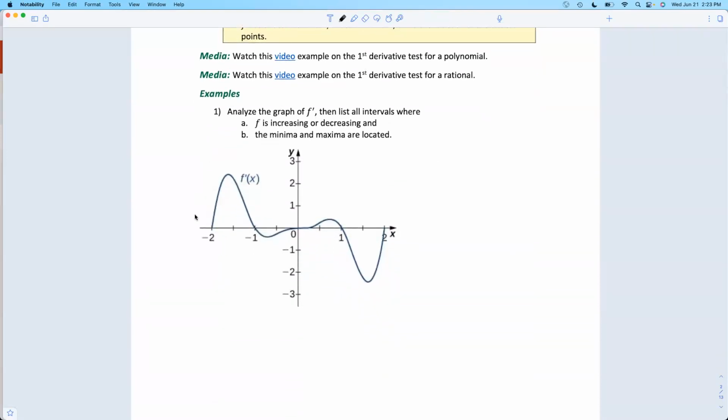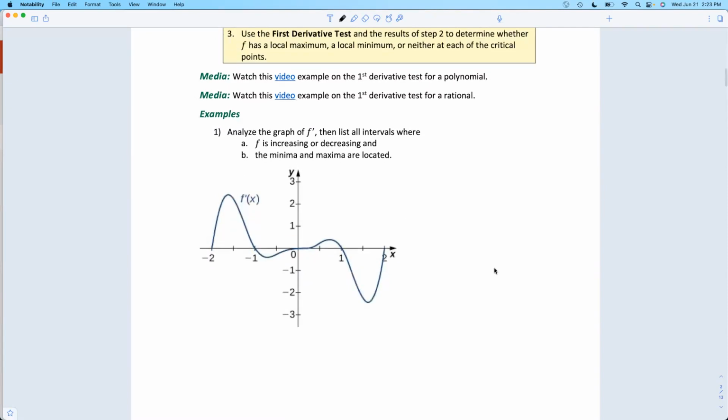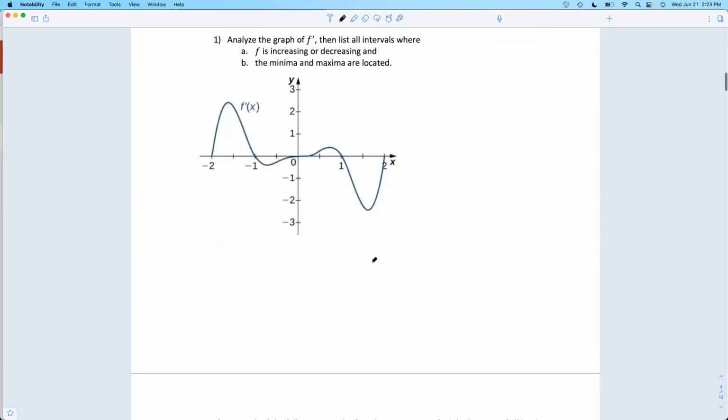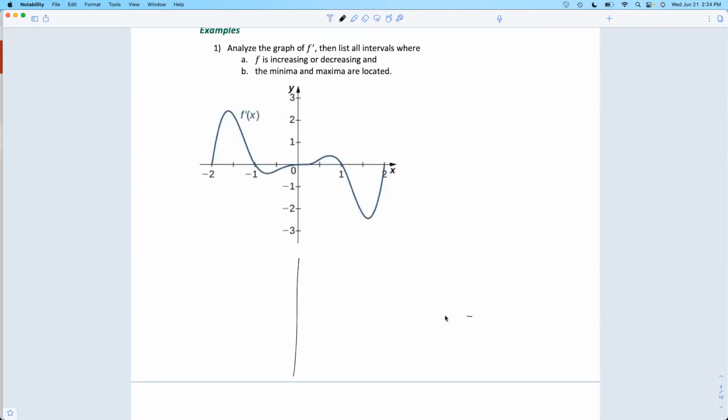Okay. So here, I already have the graph of the derivative. I'm going to use that to sketch out what the original function might look like. So we're kind of building up to full curve sketching. We're not there yet. Somebody's handed me a graph of the derivative. I want to just quickly sketch f, a possible graph of f.